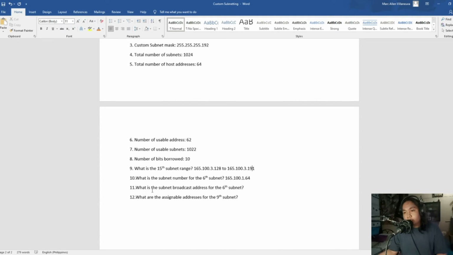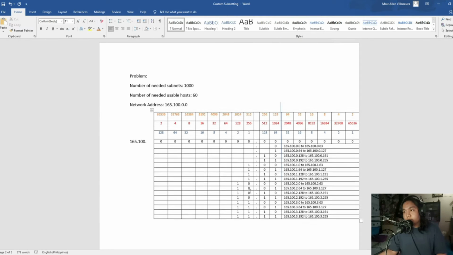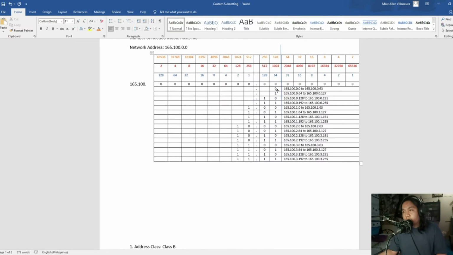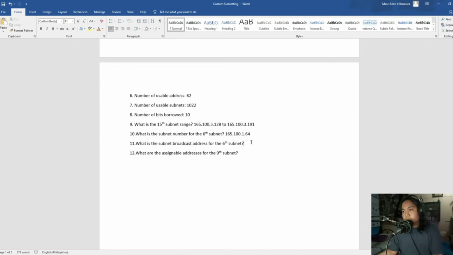And here they're asking for the subnet broadcast address for the 6th subnet. So we're going to look for it. 1, 2, 3, 4, 5, 6, and the broadcast address here we have 165.100.1.127.